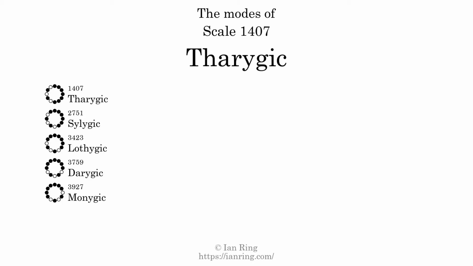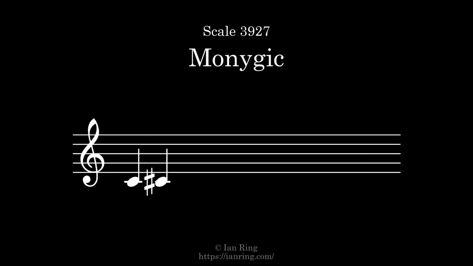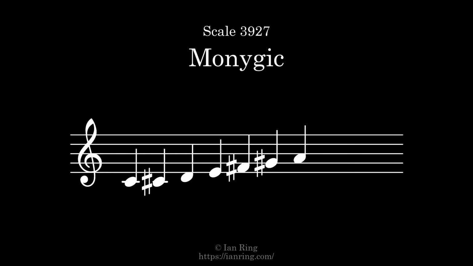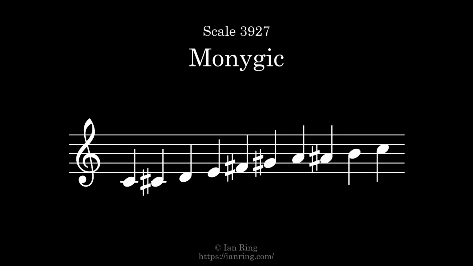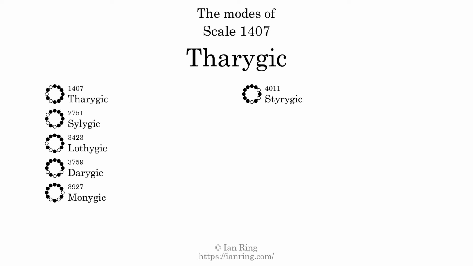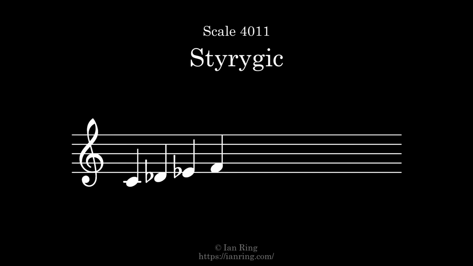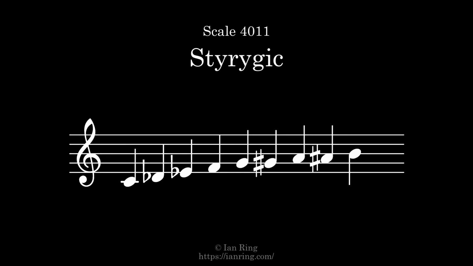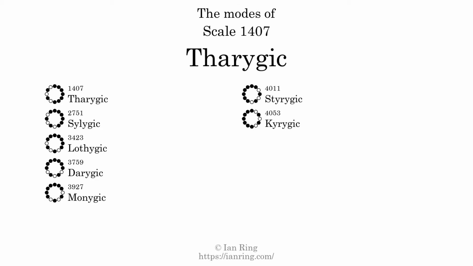The fifth mode is scale 3927, also known as Tharygic. It sounds like this. The sixth mode is scale 4011, also known as Tharygic. It sounds like this. The seventh mode is scale 4053, also known as Tharygic. It sounds like this.